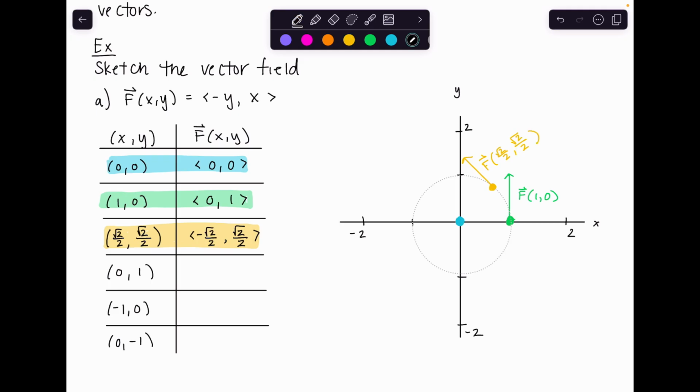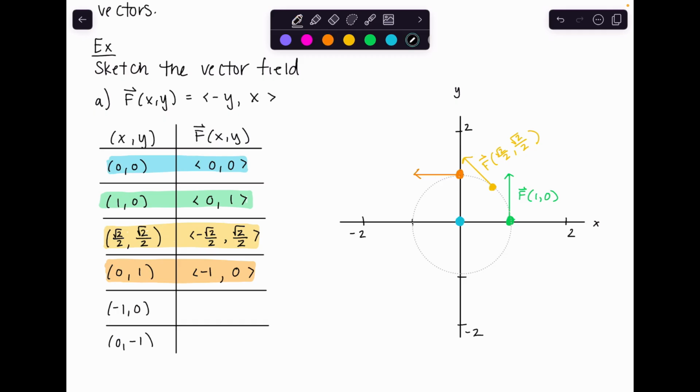Moving on to my next point, 0, 1. Again, this just flips the point and negates the first component. So we'll graph this one next. So 0, 1 is right up here. I have negative 1 in the x direction, nothing in the y. So I go length 1 here. And then I keep doing this.